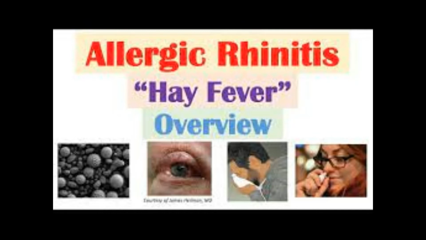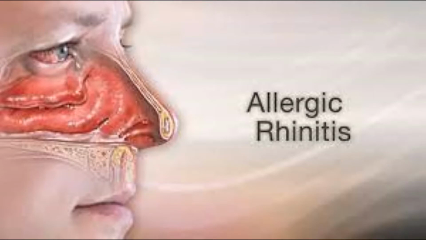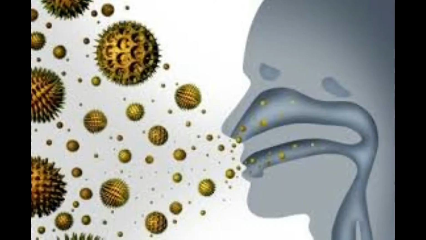Allergic rhinitis. It's also called hay fever. The word allergic rhinitis is derived from Greek words, where rhino means nose and itis means inflammation. So allergic rhinitis is the inflammation of the nose, and it is caused by allergens. The most common identified allergens include pollen, dust, animal hair, and mold spores.